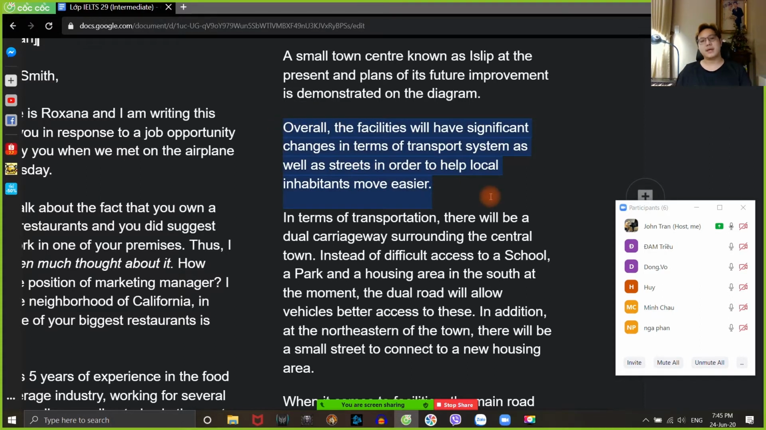Đây là một cách để cải thiện câu và viết câu dài ra nè, quan hệ nhân quả nè. So this is a correct way to write a cause and effect sentence. In order to nè, để mà làm gì nè. As well as, cũng như là thêm ý, để thêm ý nè. So as well as to provide extra information. So this is the correct way to make a sentence longer.